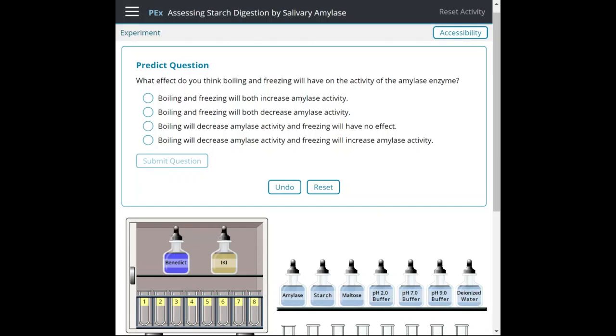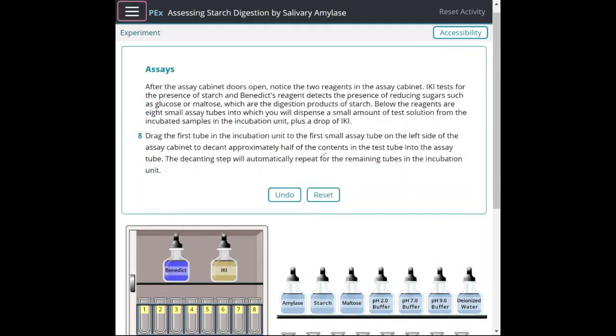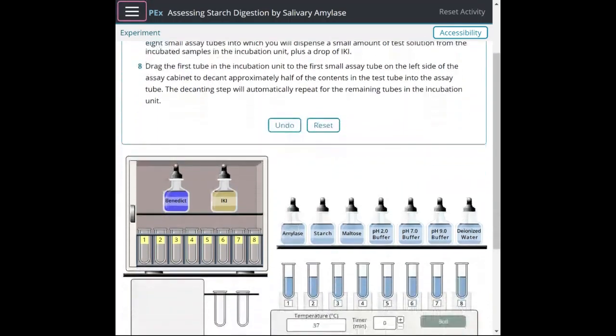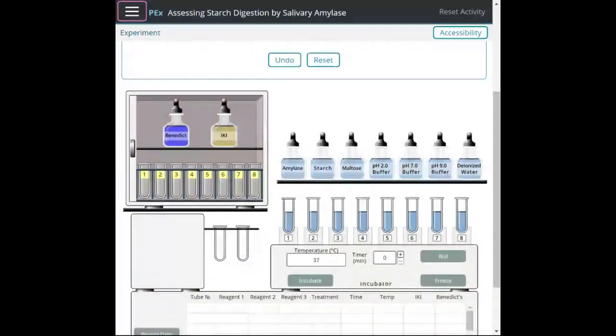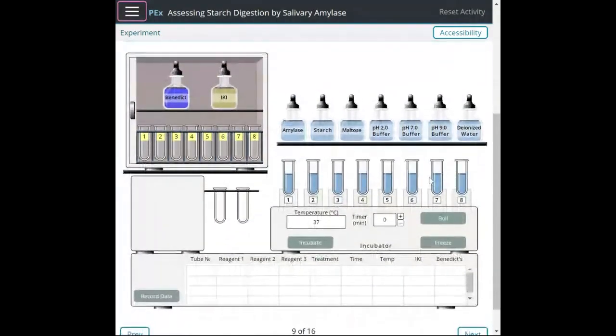So we think boiling will decrease and freezing will increase. Brandon thinks boiling will decrease and freezing will have no effect. All right, so I think the consensus there is 4, so we shall see. All right, so we'll see how our prediction came true or not.